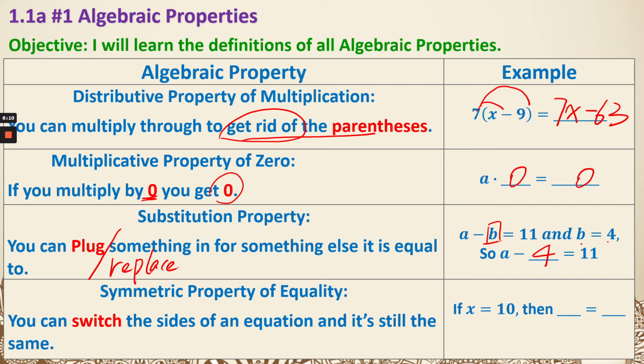Next, symmetric property of equality. You can switch the sides of an equation and it's still the same. Well, because if I have this shape that's actually symmetric, that means the left side and the right side are actually the same. So I can switch them. So left side x, right side 10, I can switch them to be 10 equals x. That still works. And you guys actually use this quite a bit. So for example, you have a question 10 equals 2x plus 4. Well, I can rewrite it as 2x plus 4 equals 10. Well, that's symmetric property of equality.